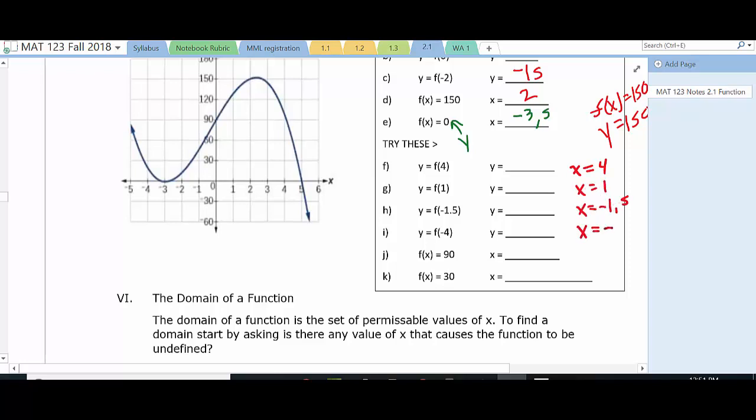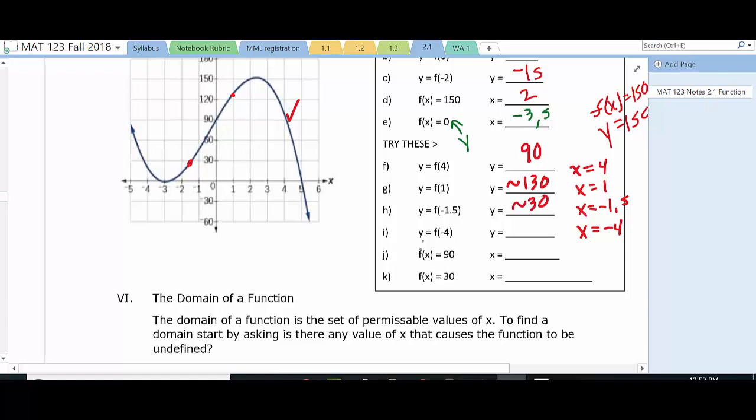All right, so let's go ahead and see what we've come up with here. So part F, y equals f of 4. If x is 4, what do you have for y? It looks like 90, right? So that one is 90. Okay, the next one, if x is 1, what do you think y is approximately? What'd you put? About 130? Okay, that's just kind of ballpark. That's just estimating. Okay, and then if x is negative 1.5, negative 1.5 is here. So that looks like to me about 30. That's what I'm getting on that approximately.